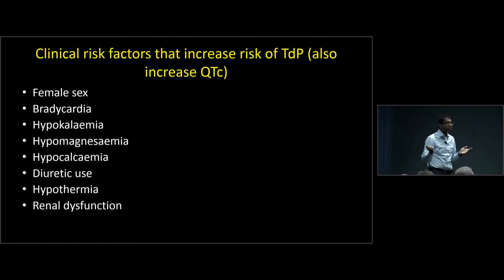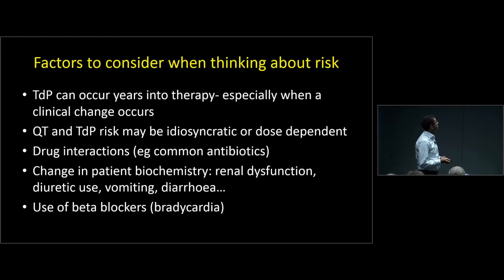All the hypos will contribute, so hypomagnesemia, hypocalcemia, and hypokalemia. Bradycardia increases it, and patients that have developed renal dysfunction, been put on diuretics, have underlying heart disease, and so on, are going to be at higher risk as well. So you should always consider that when there are drugs at play. Think about your drug interactions and changes in the clinical state of your patients.